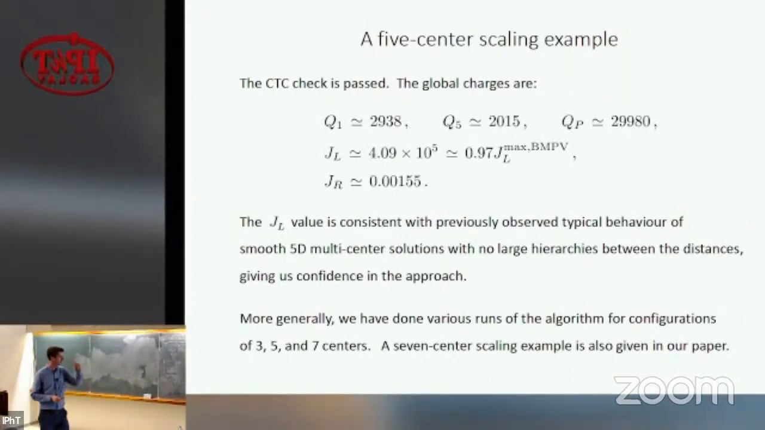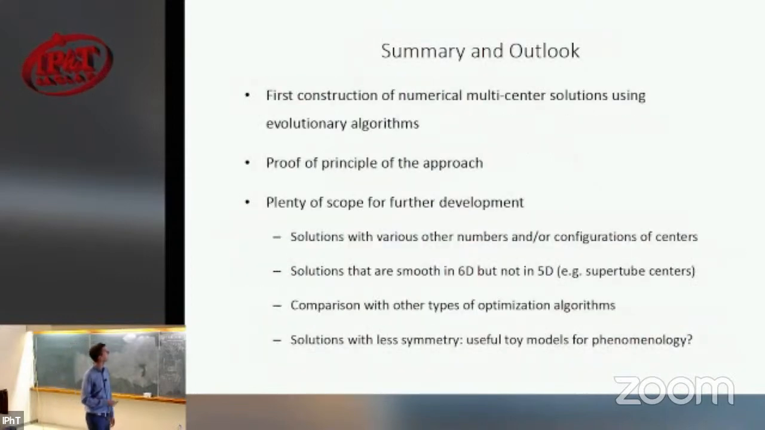So just before I conclude, let me mention we've done various runs for configurations of 3, 5, and 7 centers, and if you want to see a 7 center version, you can look in our paper. And so to conclude, we've made the first construction of numerical multi-center solutions using evolutionary algorithms. It's a proof of principle of the approach, and there's lots of scope for further development.